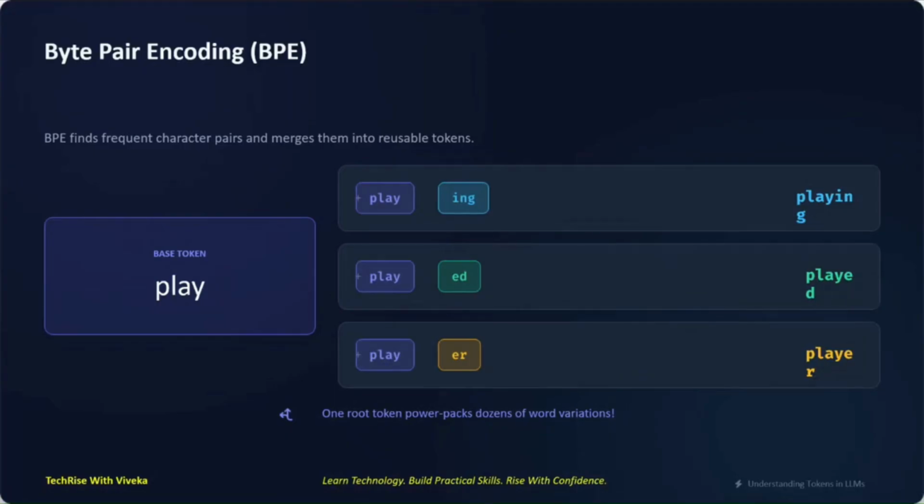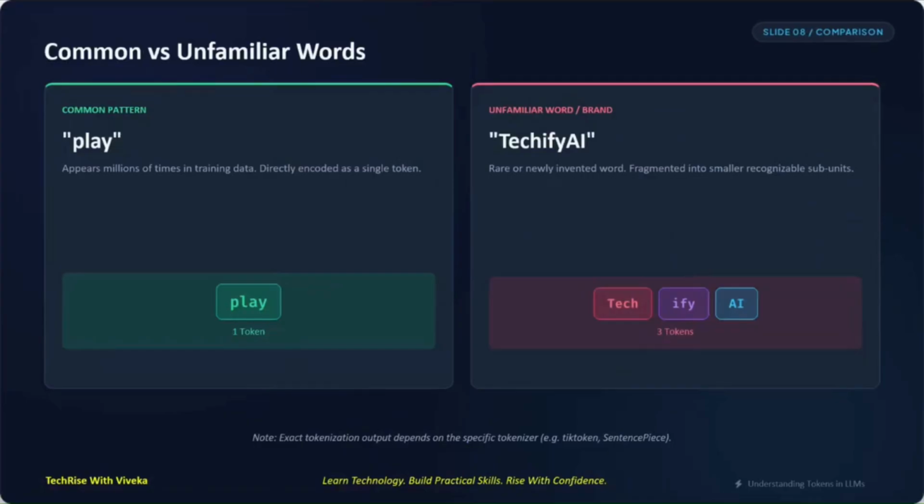Imagine the tokenizer sees words like play, playing, played, player. It can recognize that certain patterns occur repeatedly. So conceptually, we can think of these as play plus ing, play plus ed, play plus er. The exact tokenization depends on the tokenizer, but the key idea is that reusable pieces can be combined to represent different words. Now imagine I create a word, techify AI.